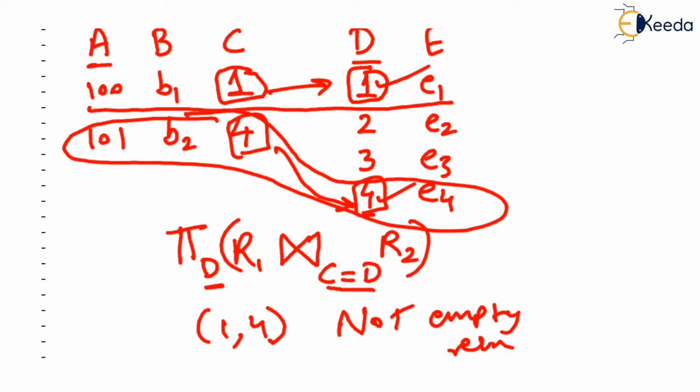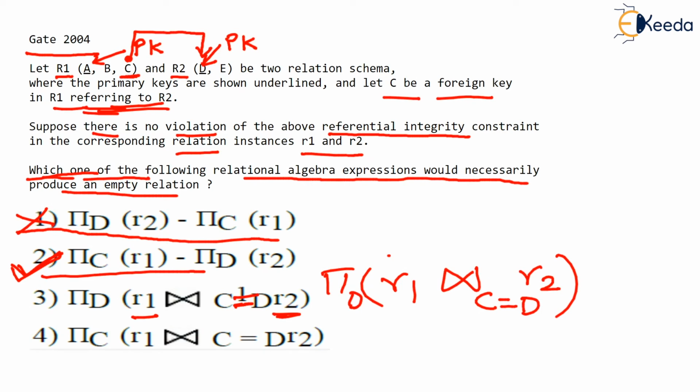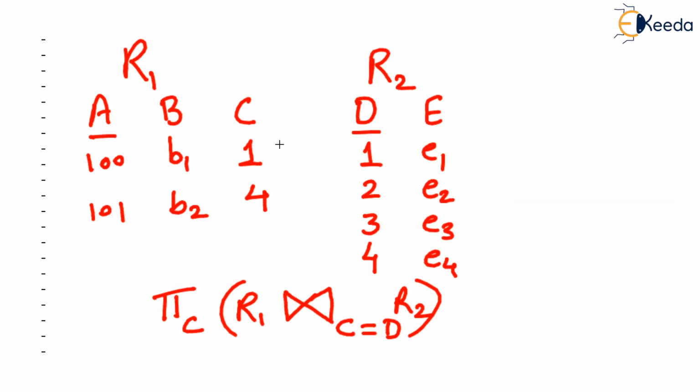Let's check the last option. We already have found the answer. By the way, 2 is the answer. But let's check the fourth option. This is join R1 with R2, and the join condition is C should be equal to D. And finally project C. So here we are with the same example. And yes, this is what we are doing. Joining R1 with R2, and we are selecting the rows where C matches D. And finally we are projecting C.